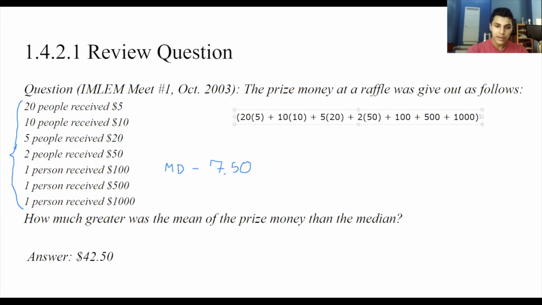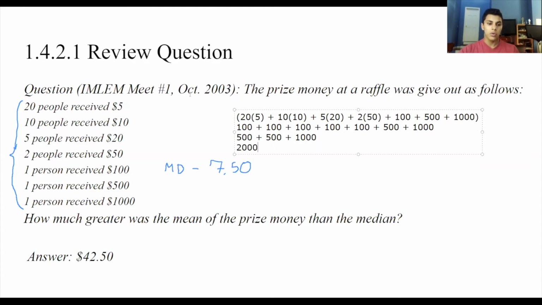So 20 times 5 is 100, plus 10 times 10, which is 100, plus 5 times 20, which is 100, plus 2 times 50, which is 100. See a pattern here? Plus 100, which is this term right here. Then plus 500, plus 1,000. And then if we add the 5 100s up, that gets us 500 plus 500 plus 1,000. And then directly from there, it simplifies to 2,000. So 2,000 is the sum of all this data, or all the money that people got in total.